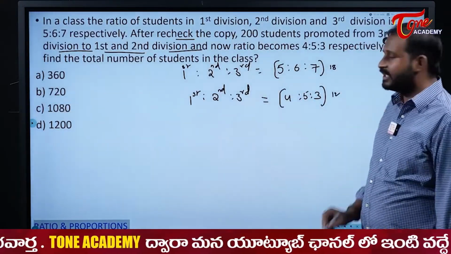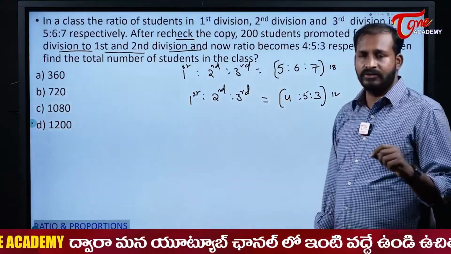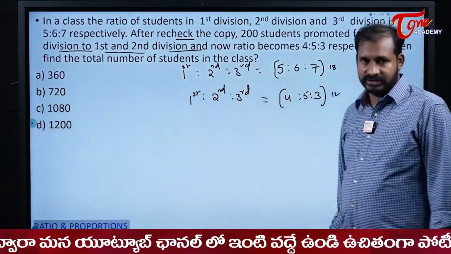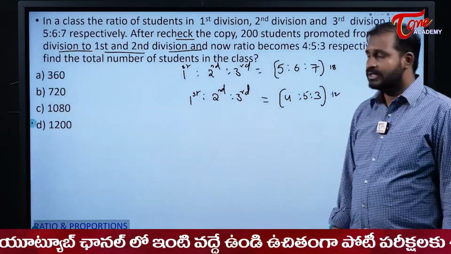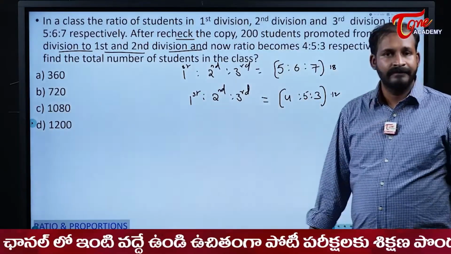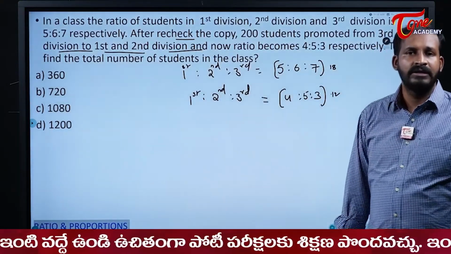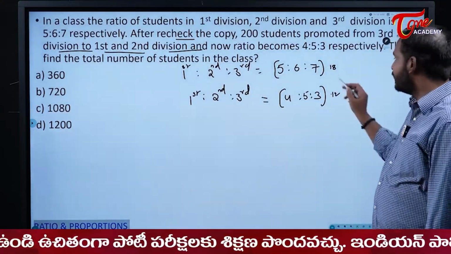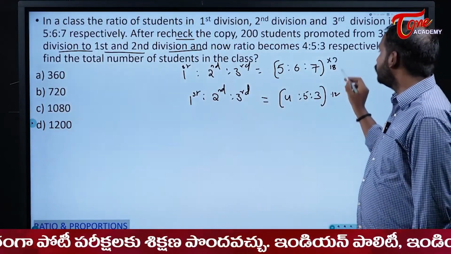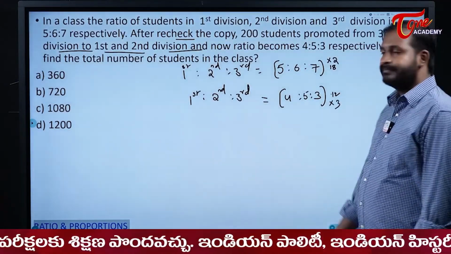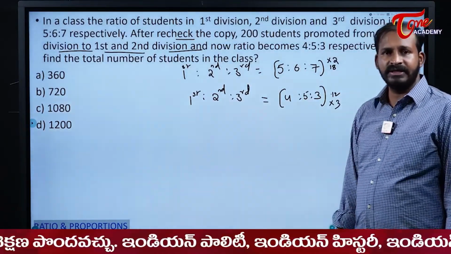So the first and foremost thing which you need to do here is try to equal these totals. How can I equal these two totals? What is the LCM of 18 and 12? 36. 36 is the LCM of 18 and 12. So multiply this with 2 and multiply this with 3.